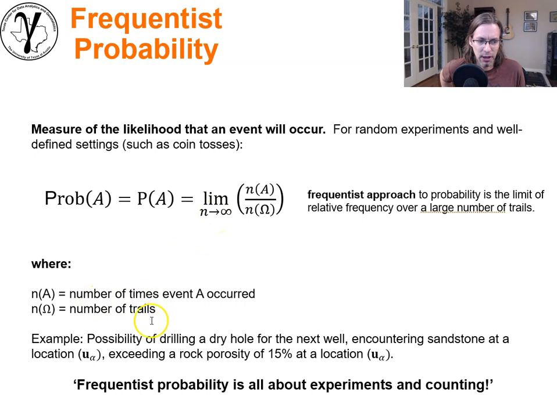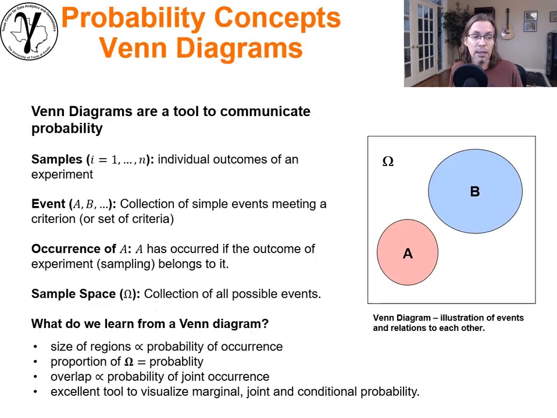So what would be an example of this? Well, what's the probability of a dry hole for the next well, or having sandstone occur in a reservoir unit, or exceeding rock porosity of maybe 15%, or anything it could be. So we define A, we run experiments. They should be careful experiments. We'll get more into issues around stationarity and so forth when we get more geospatial. All right, so the frequentist probability is all about experiments and counting. Get the ratio, that's your probability. Good to go, pretty simple stuff.